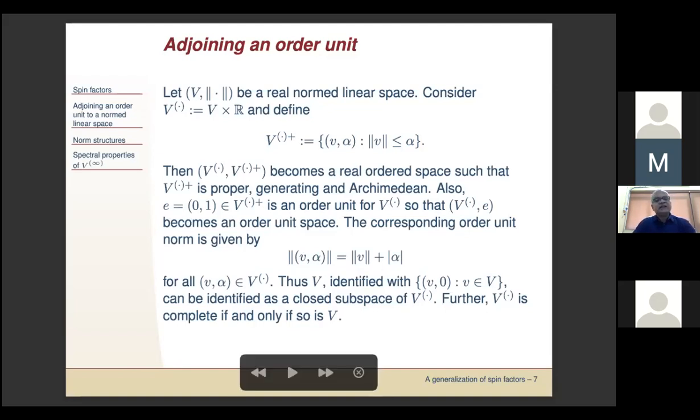And this is actually the ordered unit. And not only that, if we now identify V with (V, 0) in this V dot, then this is an isometric embedding. Therefore, this becomes a closed subspace. And V dot becomes complete under this ordered norm if and only if our given space is complete under the given norm.